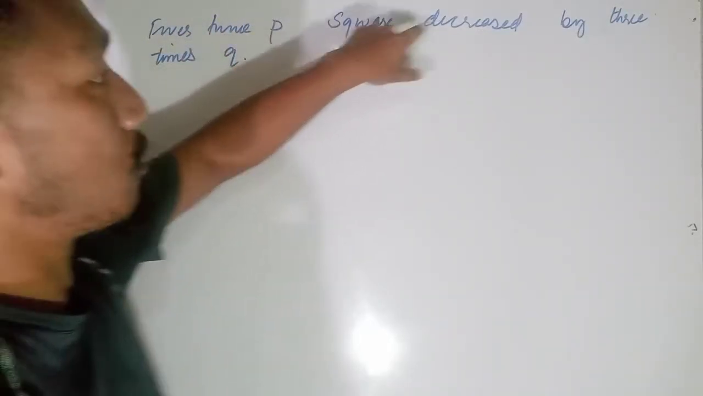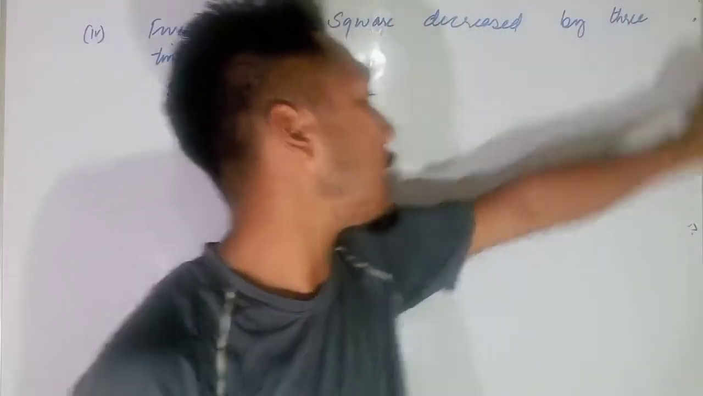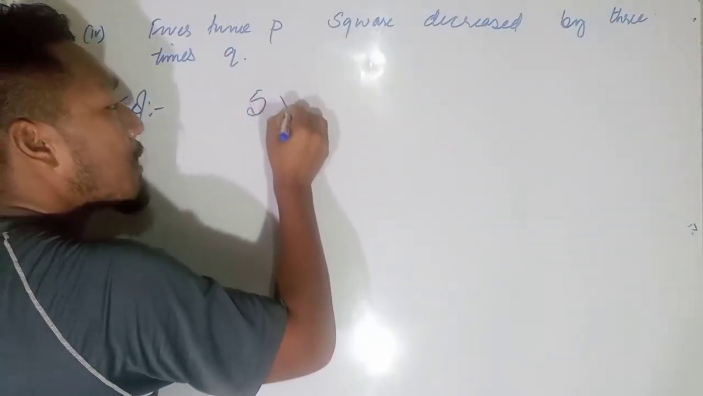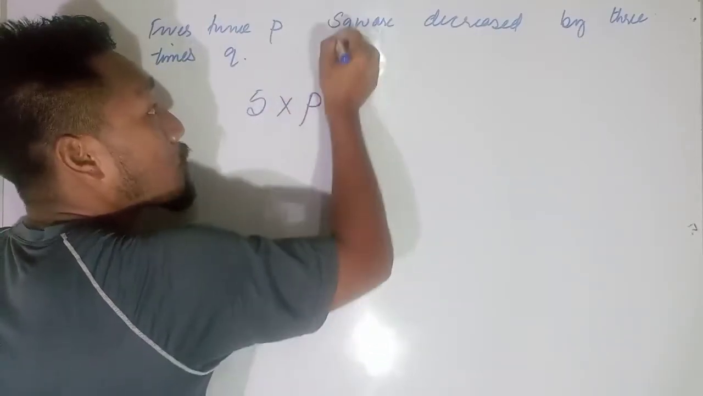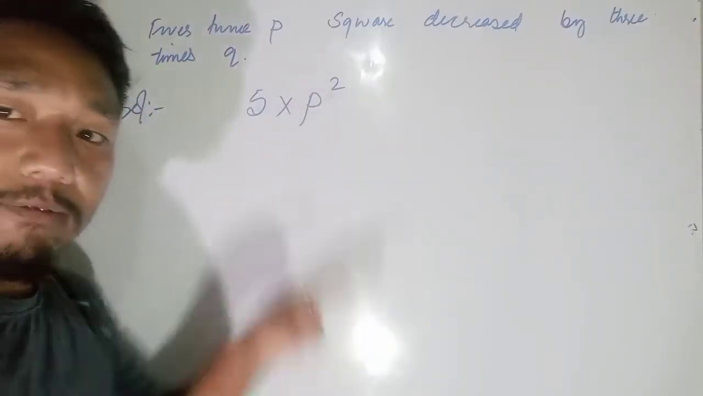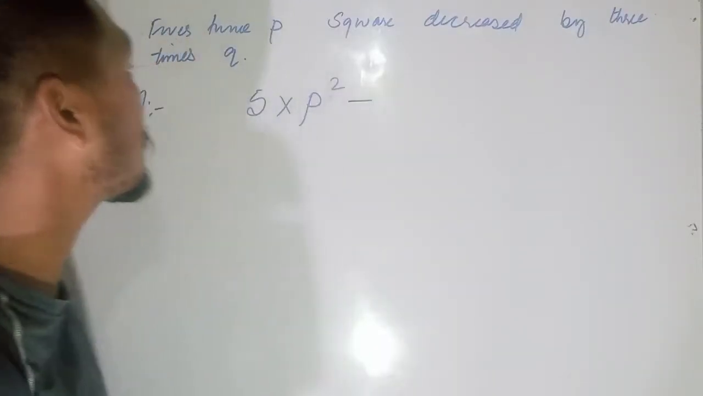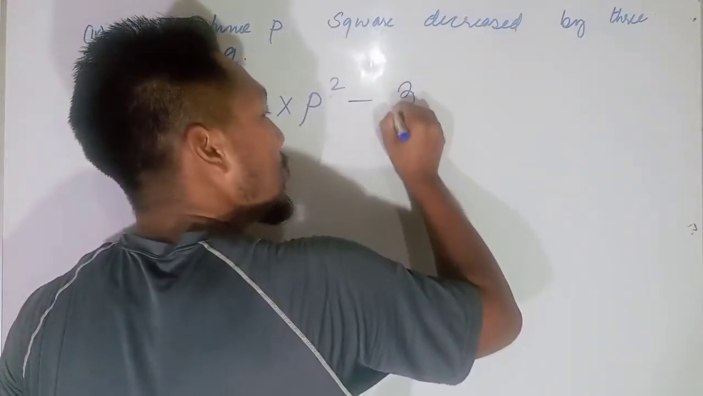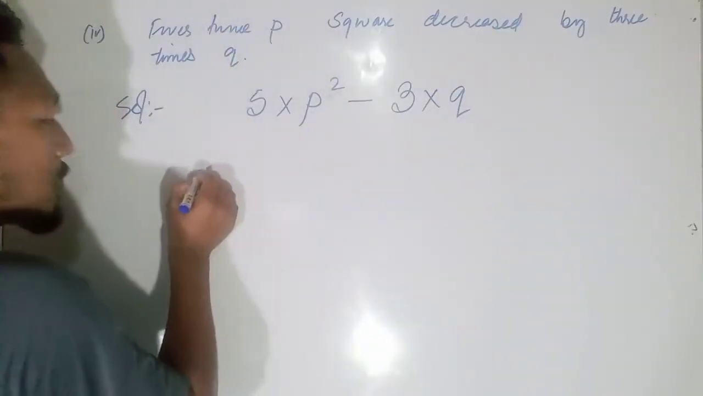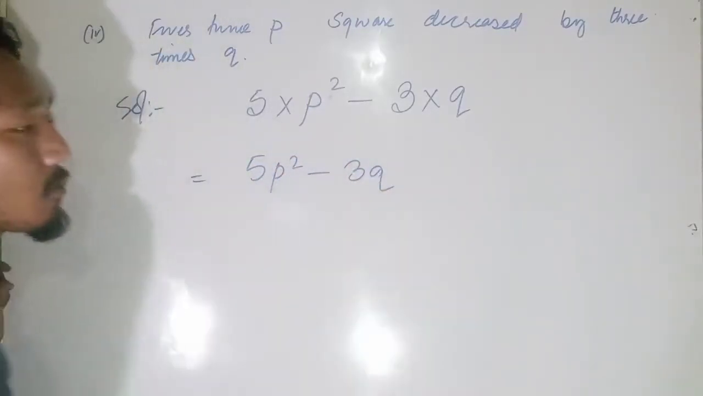5 times p squared decreases by 3 times q. Solution: 5 times means multiply by 5. P squared, square means power 2. And I told you, increase means plus and decrease means minus. So decrease by 3 times q. 3 times means multiply. So we can write this as 5p squared minus 3q. Okay, so this is what we get.